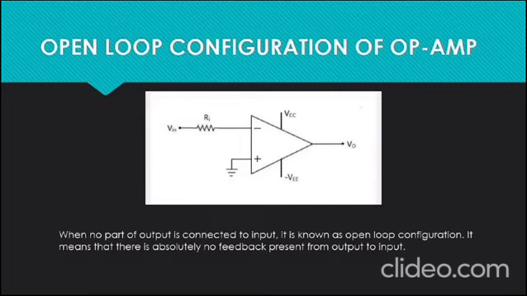This is the diagram of open loop configuration. The inverting terminal is connected to the input. The non-inverting terminal is connected to the ground. When no part of output is connected to input, it is known as open loop configuration. It means that there is absolutely no feedback present from output to input.